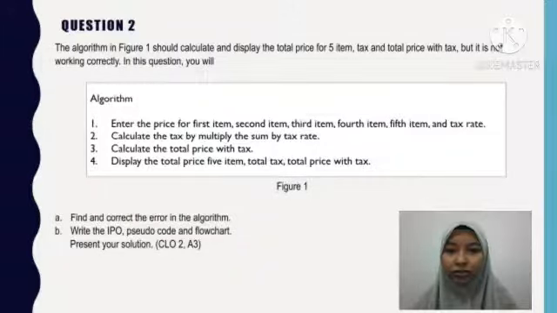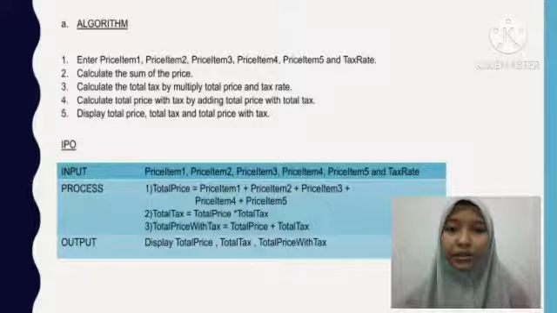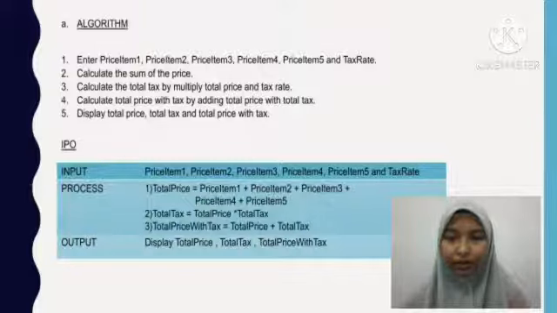Present your solution. In answer A, algorithm: first enter price item 1, price item 2, price item 3, price item 4, price item 5, and tax rate. Second, calculate the sum of the prices. Then calculate the total tax by multiplying total price and tax rate. Then calculate total price with tax by adding total price and total tax. And lastly, display total price, total tax, and total price with tax.